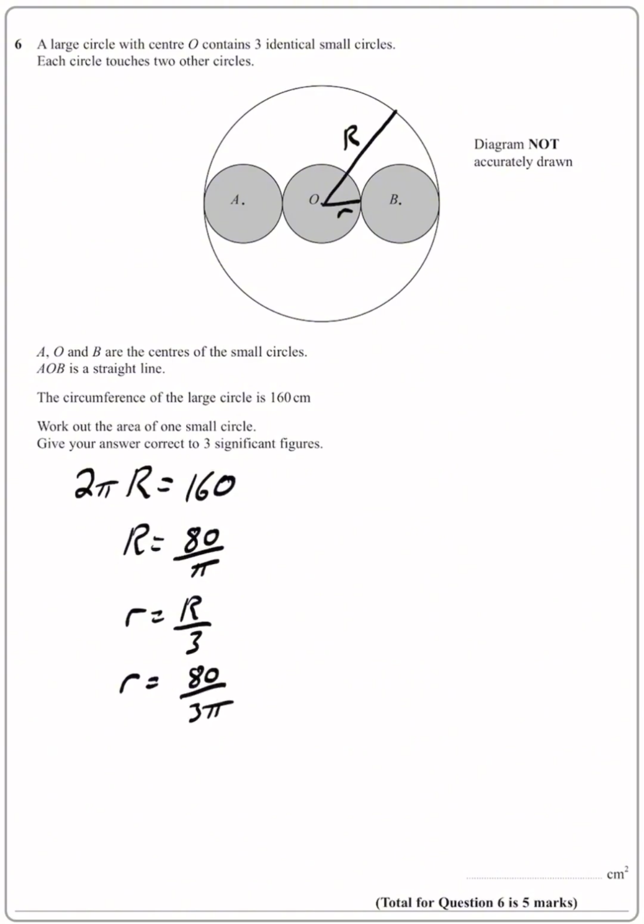Finding the area of one small circle, well, it's pi r squared, where r is little r for us. So pi times by 80 over 3 pi all squared. Plug that in, round it to 3 sig figs, we get 226 centimeters squared. Missing a squared there.